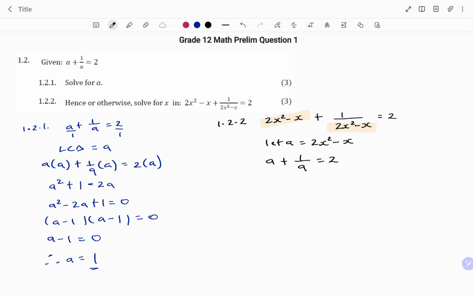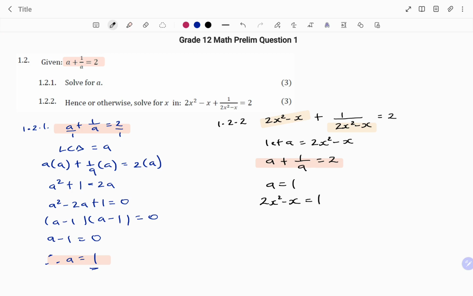Note that the expression or the equation I have here is exactly the equation I have in my first part of the question. And if you note, the value of my a is equal to 1 as shown below. So therefore, putting that back in the equation, I have a equals to 1. Remember, my a is equal to 2x squared minus x, and that's equal to 1.